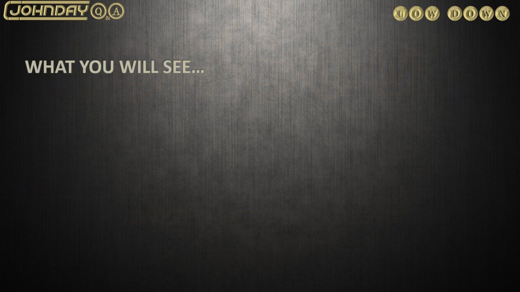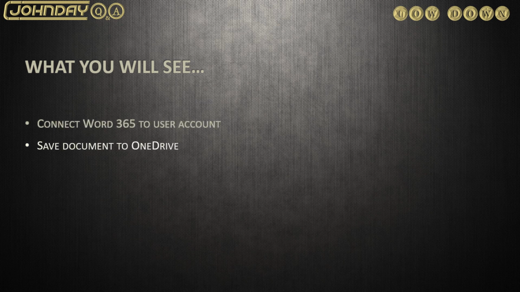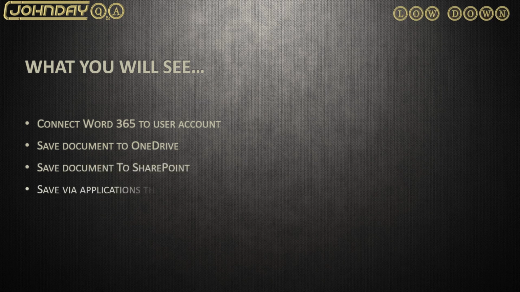The first thing to check is your Office applications are connected to your Office 365 account. We will save a document to OneDrive, then we'll save a file to a followed SharePoint site. There is a good way to save files to OneDrive and SharePoint with applications that cannot connect to Office 365, and we'll show you that too.